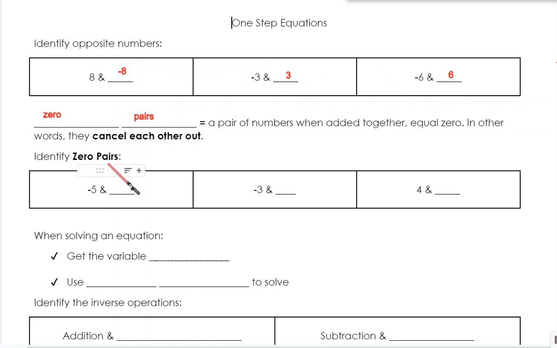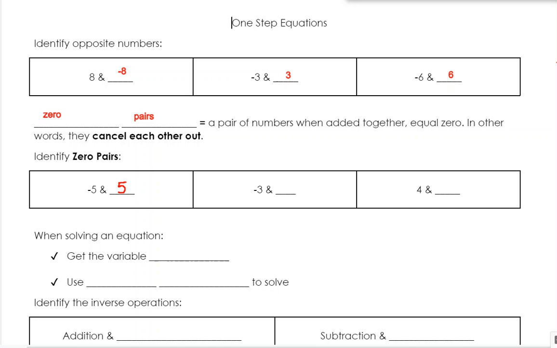All right, so identify the zero pairs. Go ahead and pause the video, try that one on your own. All right, hopefully you paused it and tried it on your own. So what might the zero pair be with negative 5? Well, that would be 5.